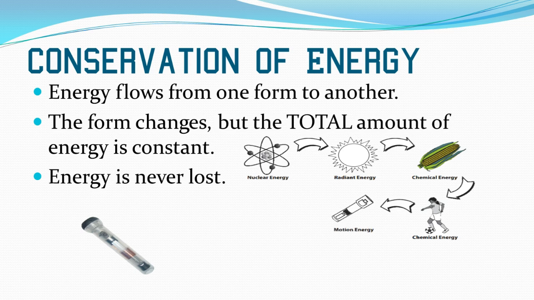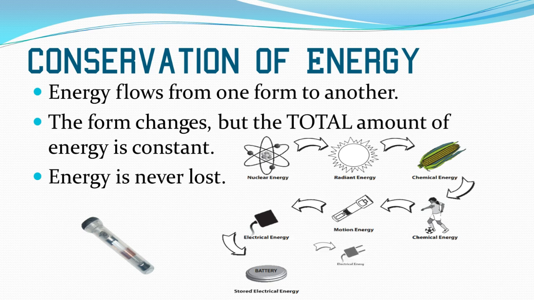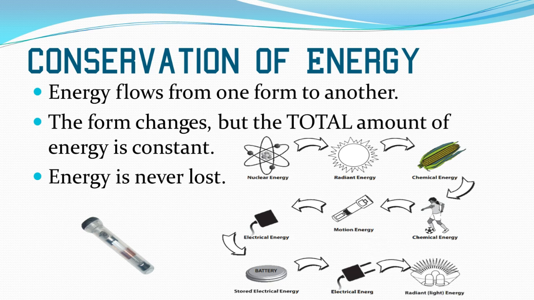Shaking the flashlight back and forth creates motion energy. That motion energy induces an electrical current, creating electrical energy. This flashlight has a battery, so it stores electrical energy. When I turn on the switch, those electrons are allowed to flow again, and it creates radiant energy. Every time that we can observe or use energy on the planet Earth, we can track it all the way back to the nuclear energy that's created and stored in the sun.